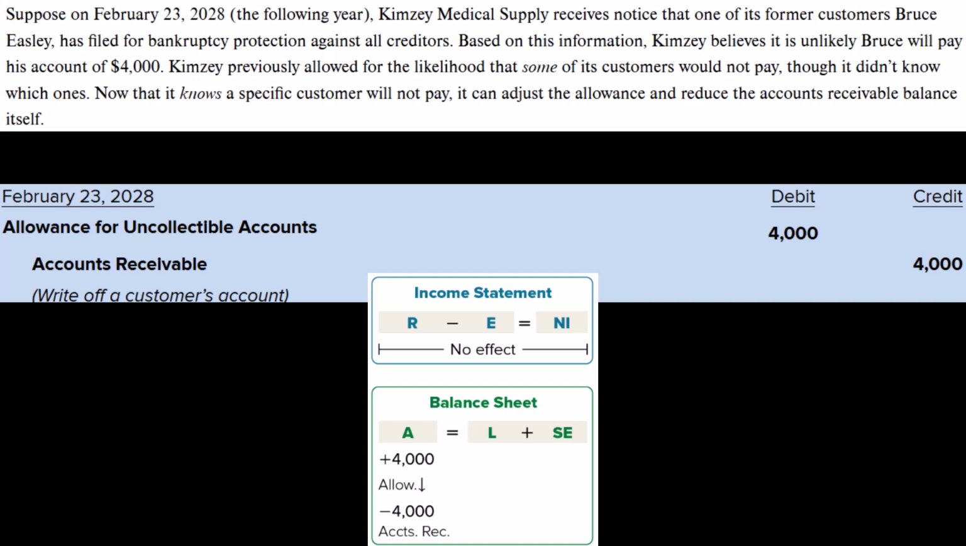It's zero. There is no decrease in total assets and no decrease in net income. Why? Because we already recorded the negative effects when we estimated the bad debt expense last year. The write-off simply reduces an asset, accounts receivable, and a contra asset, the allowance, by the same amount.